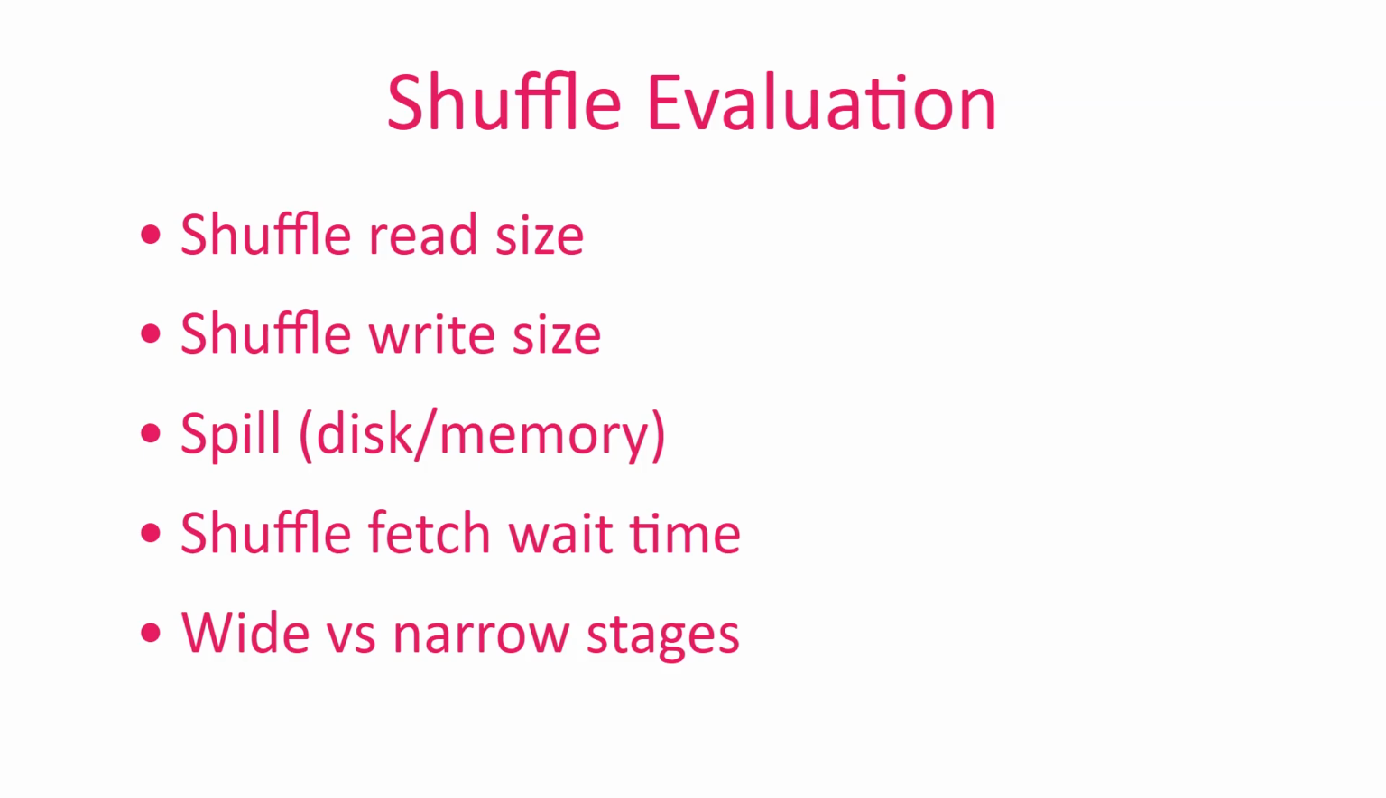First one, execution time: stage level time, task level time, and overall job time. All these timings will be provided in the Spark UI. Shuffle metrics include shuffle read size, shuffle write size, number of shuffle spill events, and shuffle fetch wait time. Shuffle is usually the biggest bottleneck.